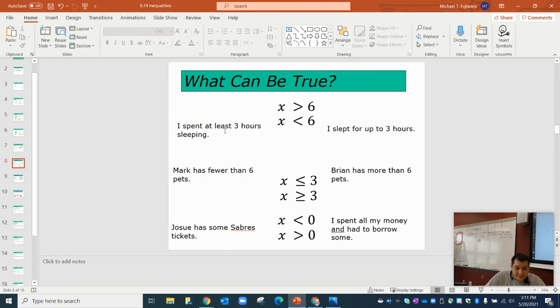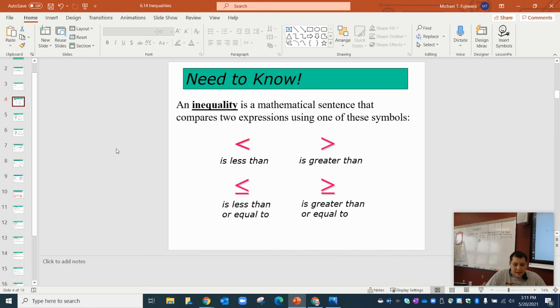So we have, I spent at least 3 hours sleeping. Well, I guess first, knowing what these signs mean. So an inequality uses these symbols, less than, greater than. The line underneath just means less than or equal to, or greater than or equal to. It's like a greater than and an equal sign combined.